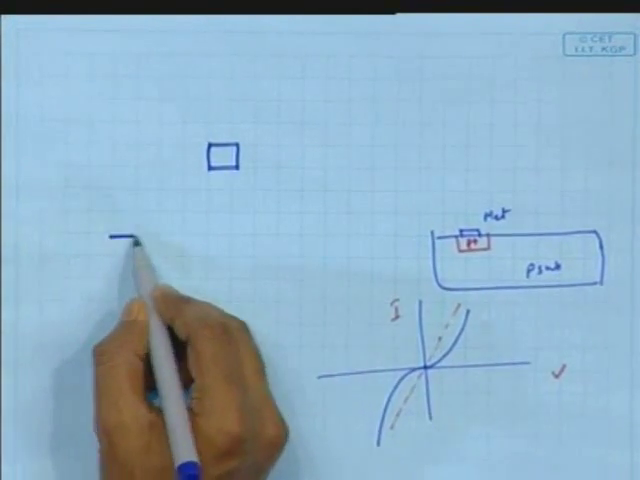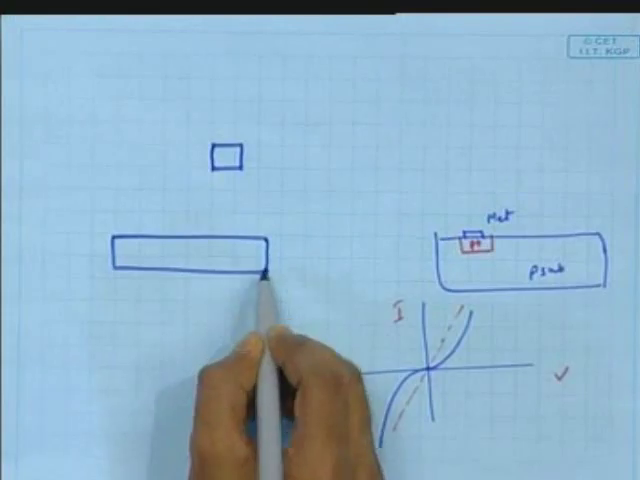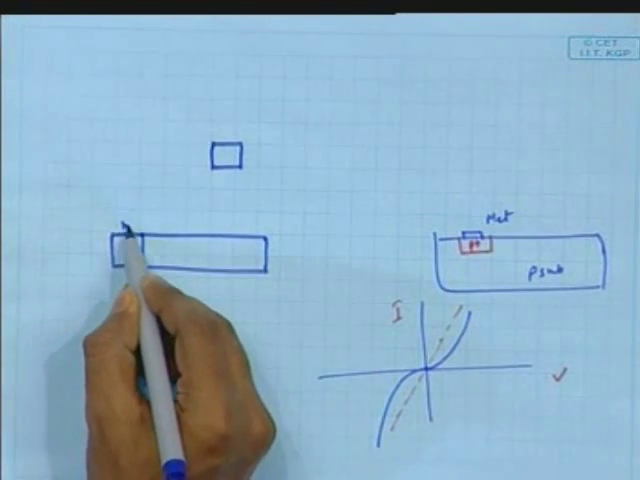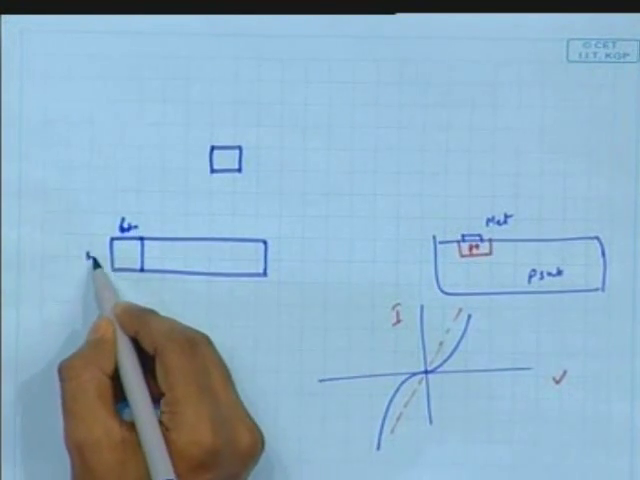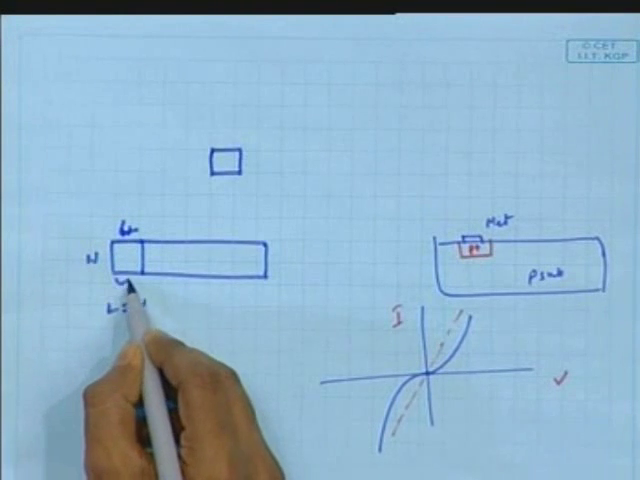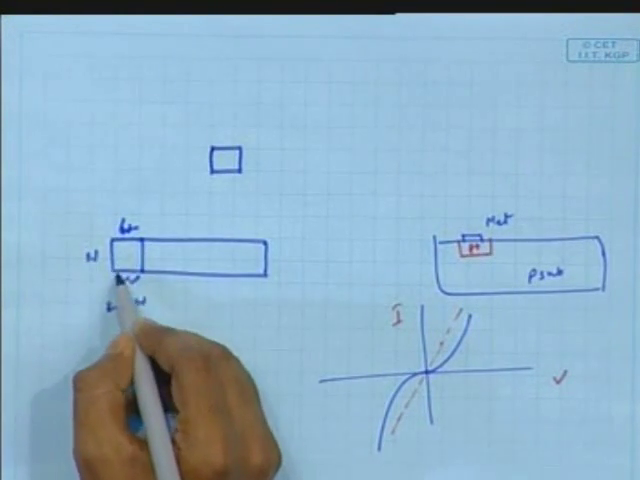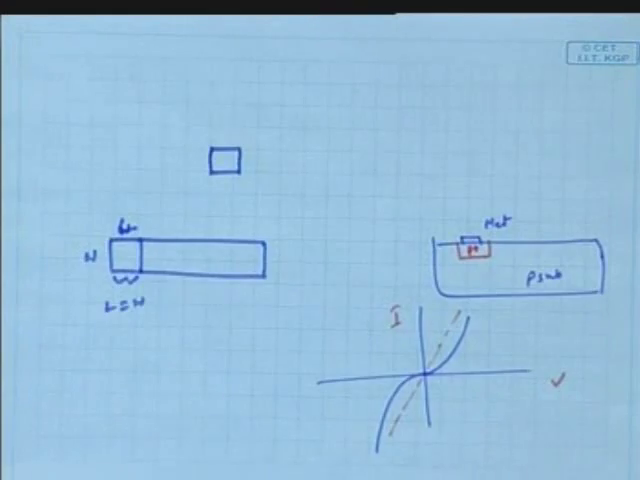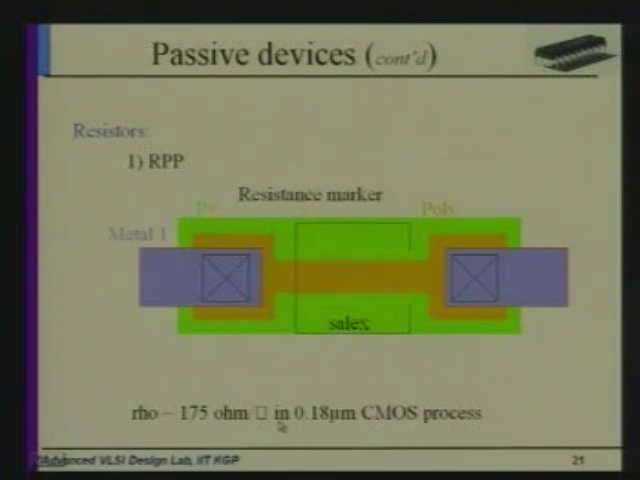Consider this is the resistance. So I am telling this square. This is L and this is W. So L equals W for this region. So per unit square, that is the sheet resistance here.